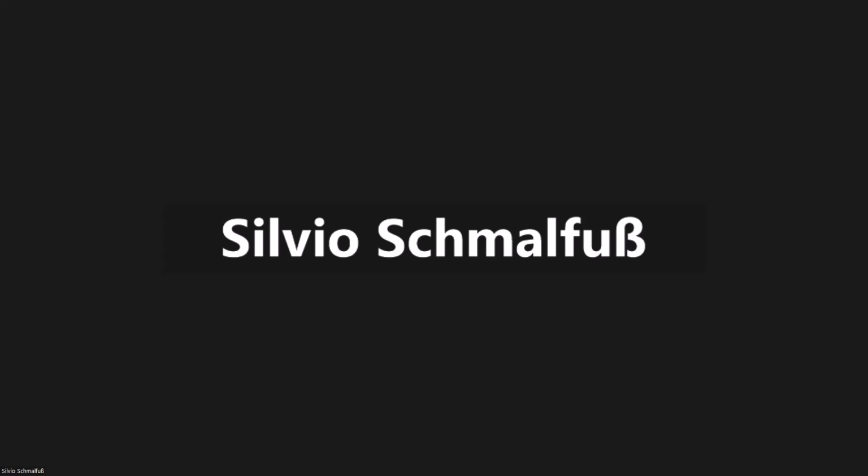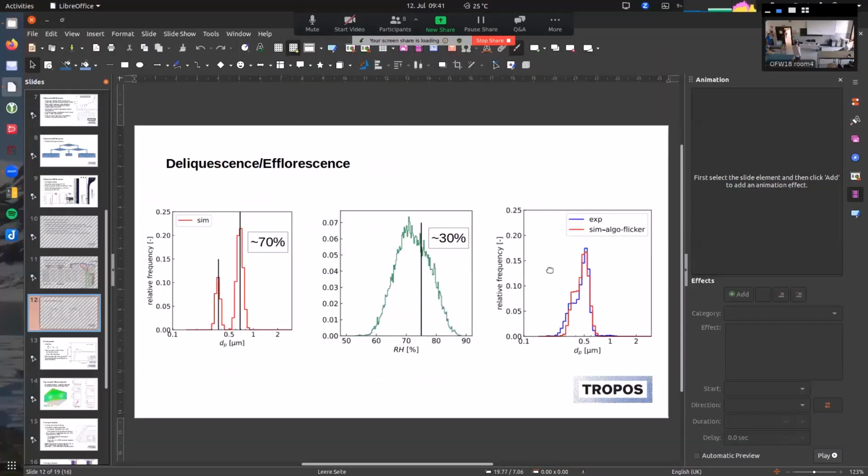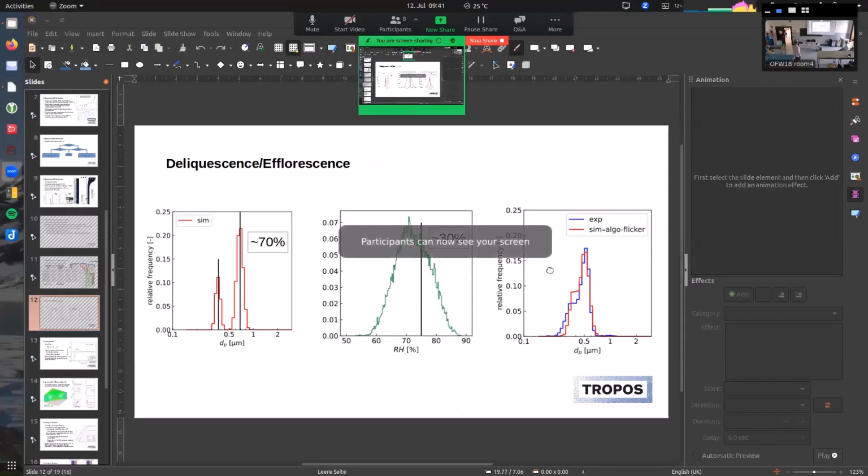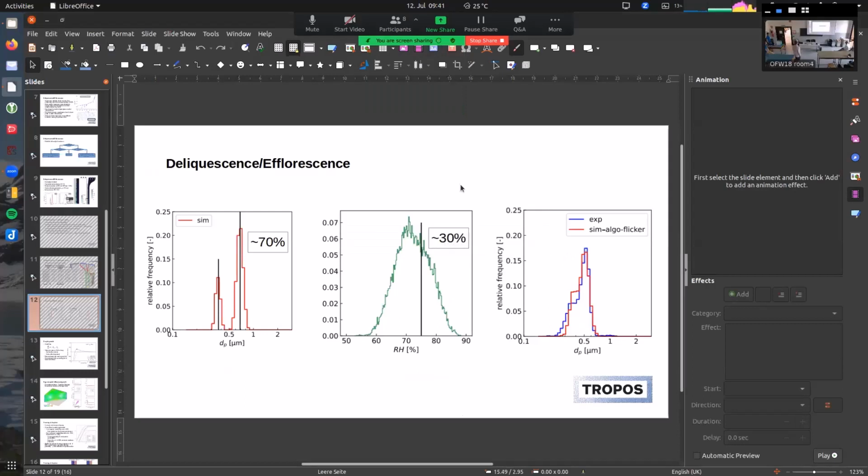Yes, here's one. I have to share the screen again. So here's an exemplary comparison between simulation and experiment at the right-hand side. For example, for this deliquescence measurement, you can see the particle size distribution in red for the simulation, and then blue for the experiments, and I think they fit quite well.